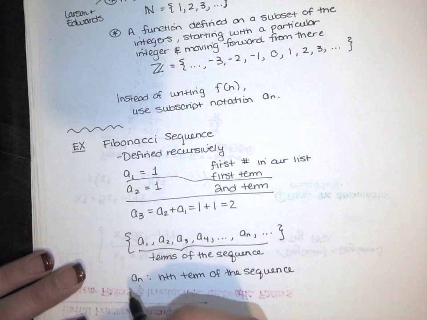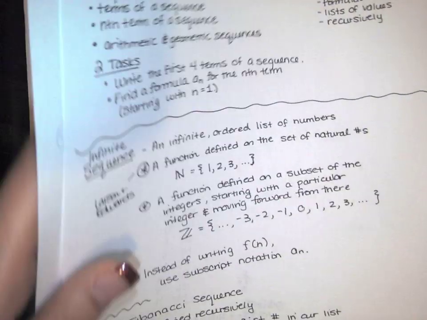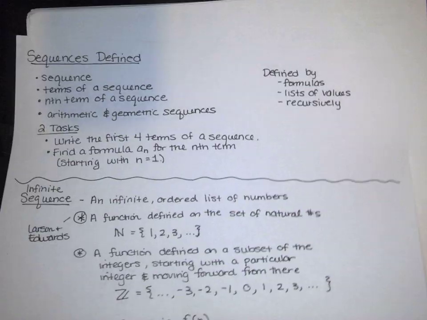So let's write out the Fibonacci sequence. I'm trying to recycle this old paper, but it's got too much bleed through. Alright. Just reuse old paper, I guess is what I'm saying.